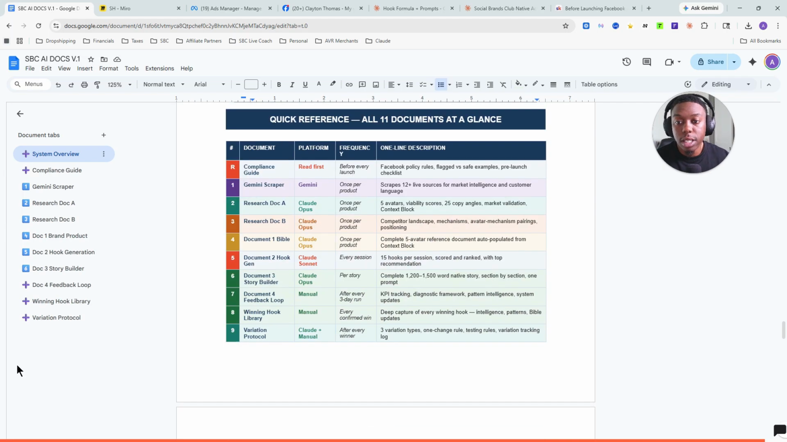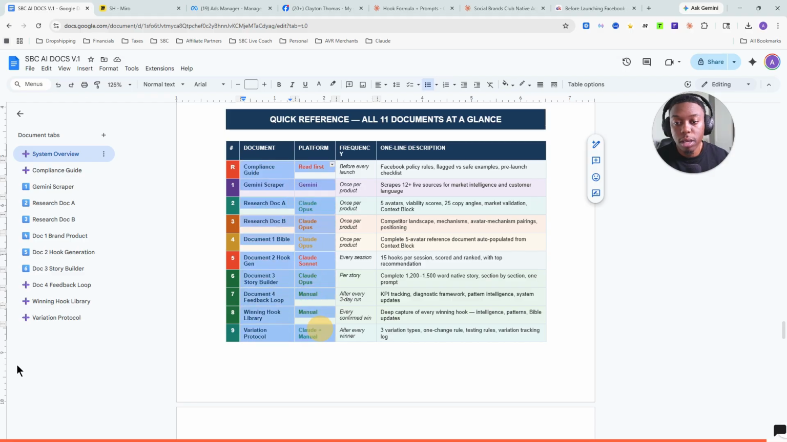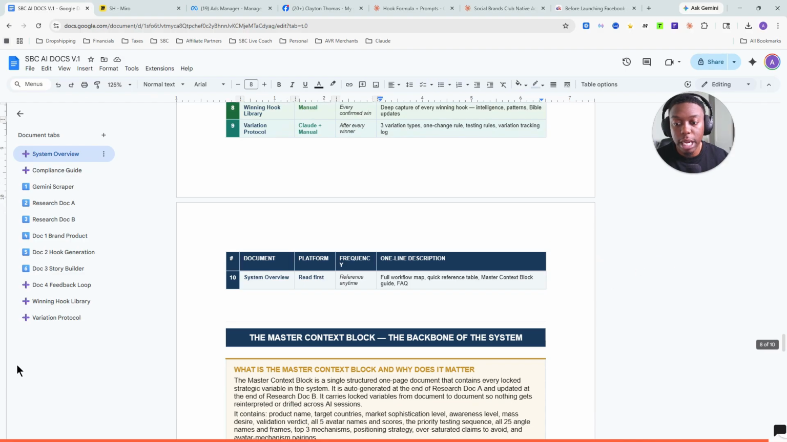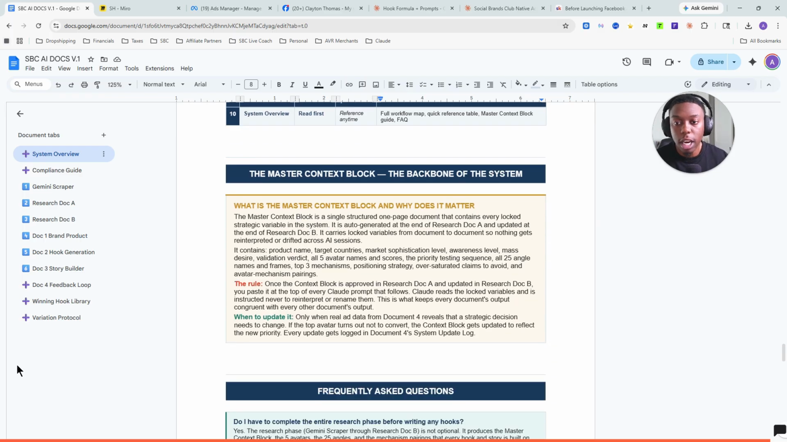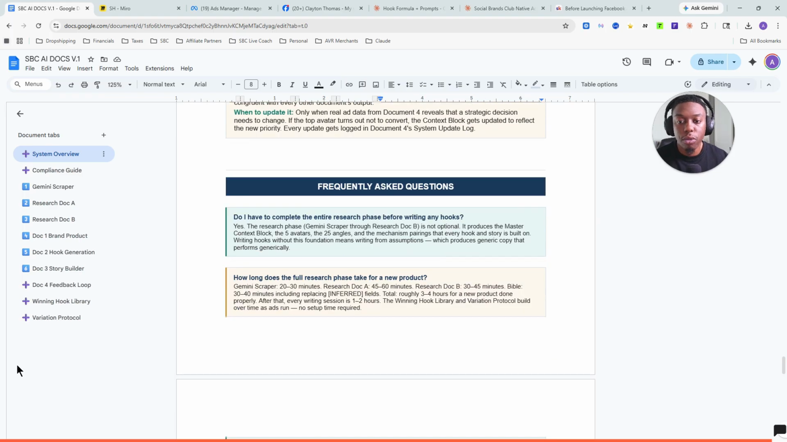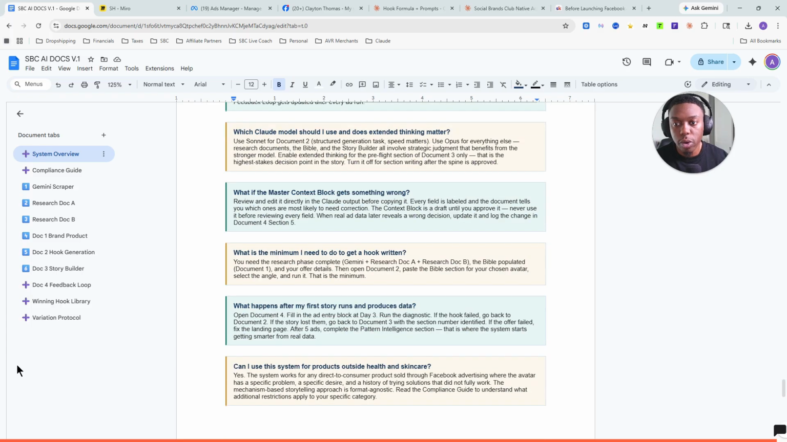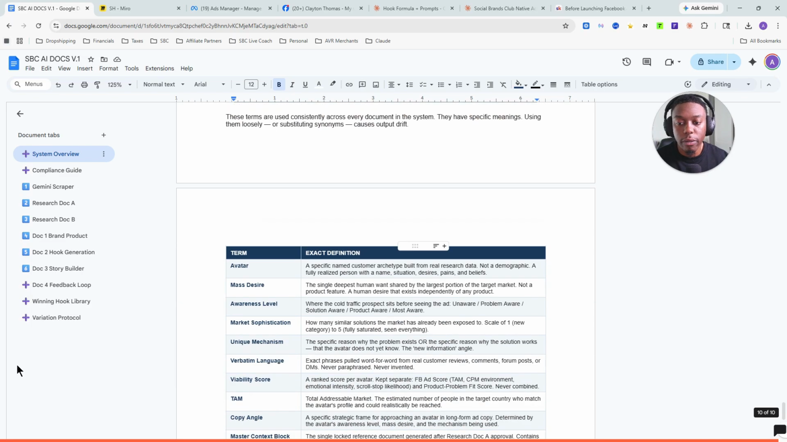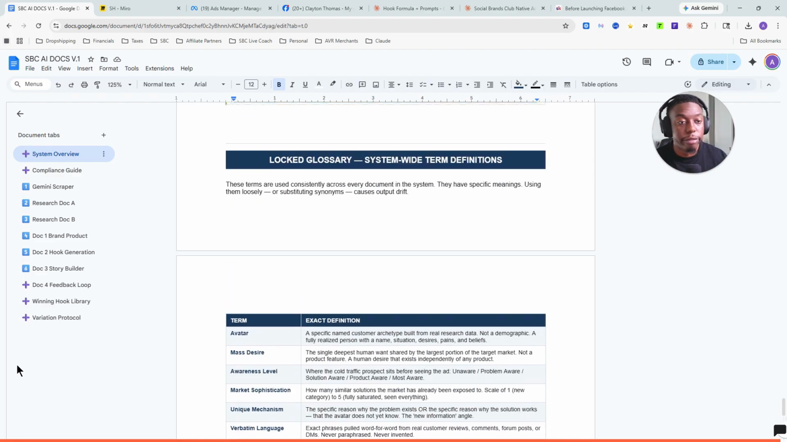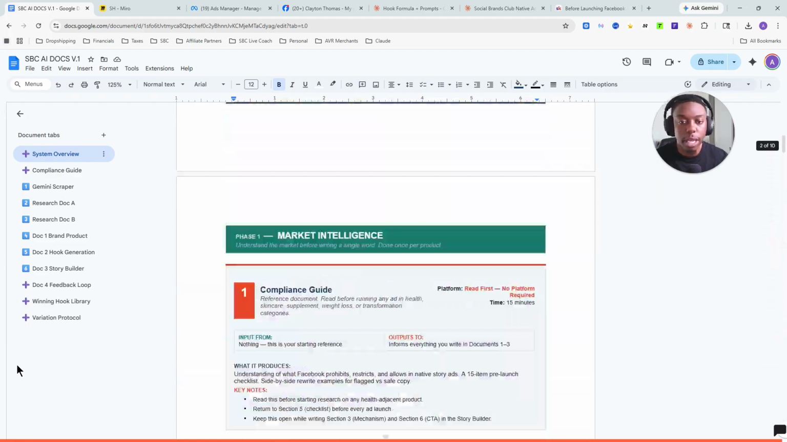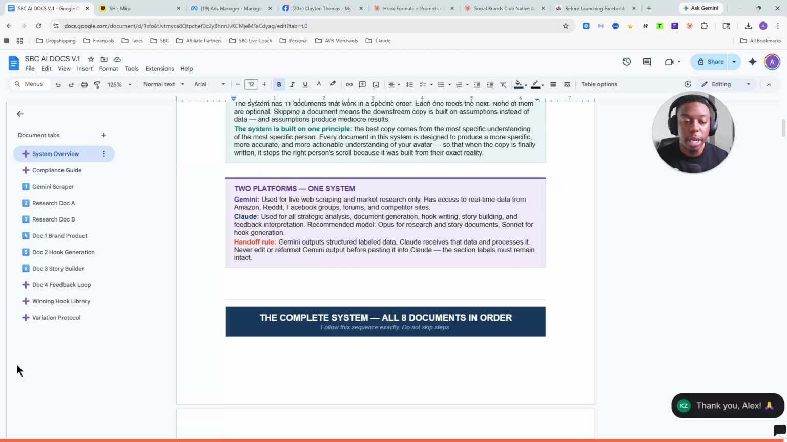All right, so at the end of this right here, this is a quick reference of the different process and system, the description of everything, kind of organized and color coded to make it really look good. You have some more explanations and frequently asked questions. Do I have to complete the entire research phase before writing any hooks? How long does the full research phase take? Do I need to redo the research phase for every new story? Like all your FAQs are answered here. You have a glossary of all your keywords and phrases that I've alluded to so far. So everything on the system overview is a quick synopsis of everything you need to pay attention to.